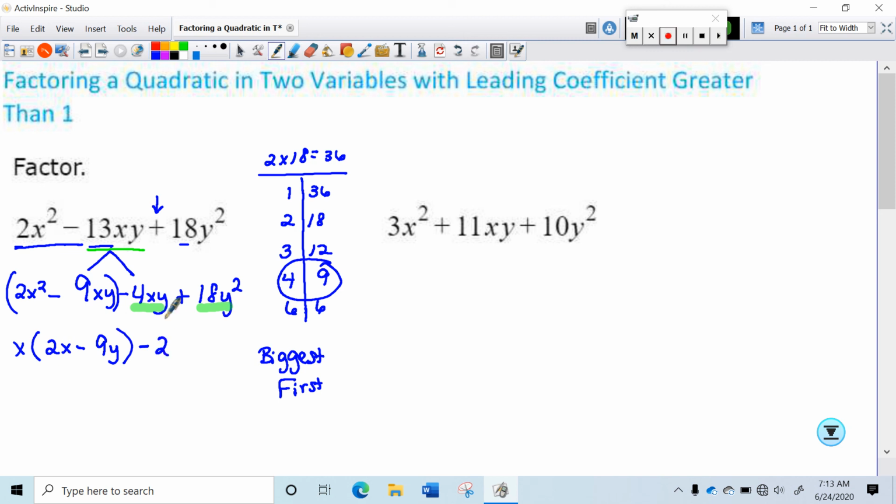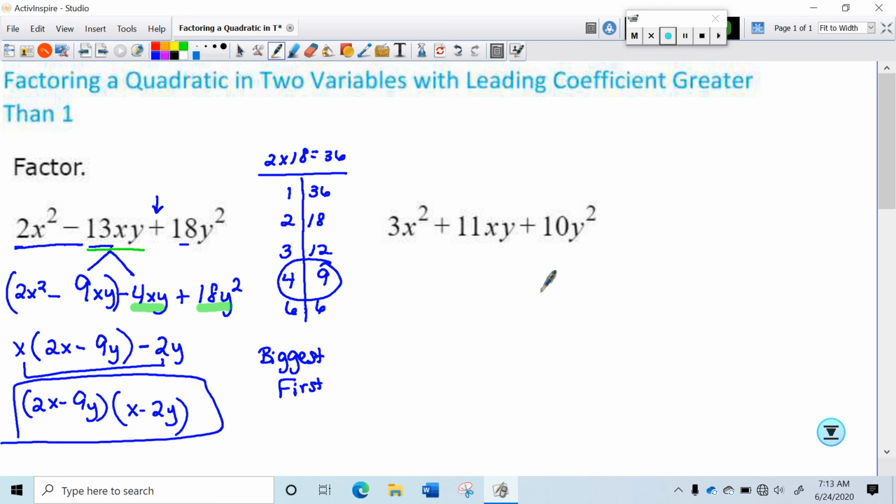And each of these terms also has a y. They do not both have an x, but they do have a y. So now I write down what's in the parentheses, and whatever's not in parentheses, they have to go together. And when you've done that, you are finished. So it's a totally different method than you're probably used to, but once you get used to it, it's a lot faster than guess and check.